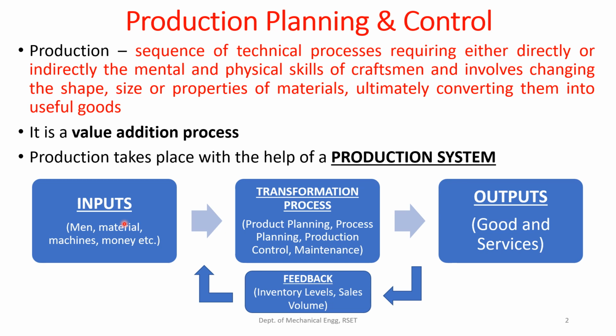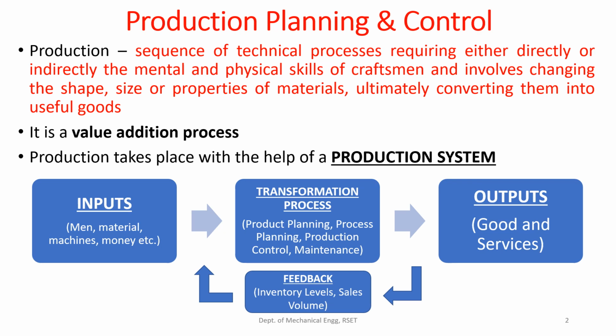Thereby, we can either modify our transformation process, reducing our production rates, or we can change our inputs to get the required outputs. So the fourth important element or component of the production system is the feedback. Together, the inputs, the transformation process, the outputs, and the feedback element constitute the production system.